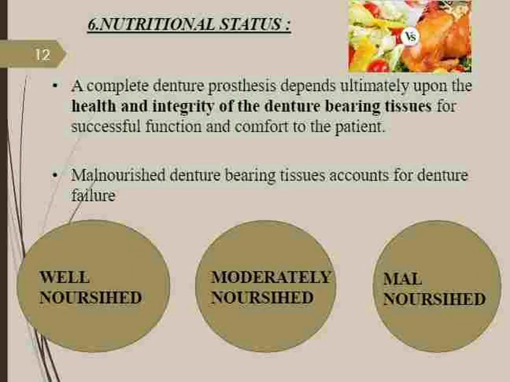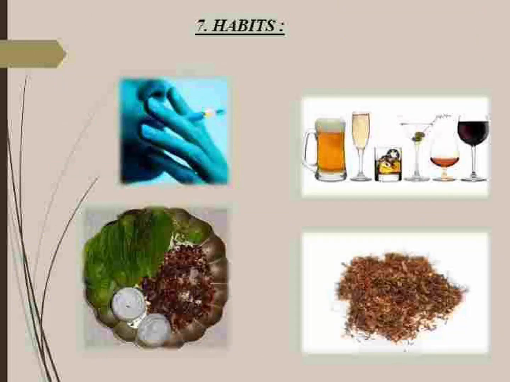Coming on to nutritional status, it is important to understand whether the patient is well nourished, moderately nourished, or malnourished. We need to identify whether the patients have any parafunctional habits like bruxism, smoking, or pan chewing, because there could be existence of pre-malignant lesions, or there can be stains, like smoker's palate, which the patient could have.